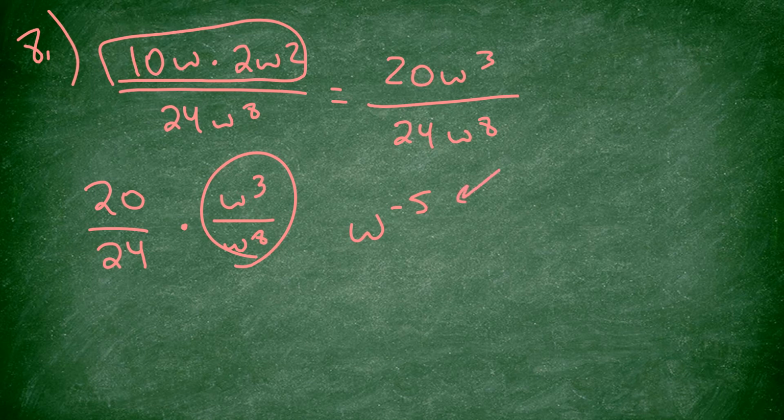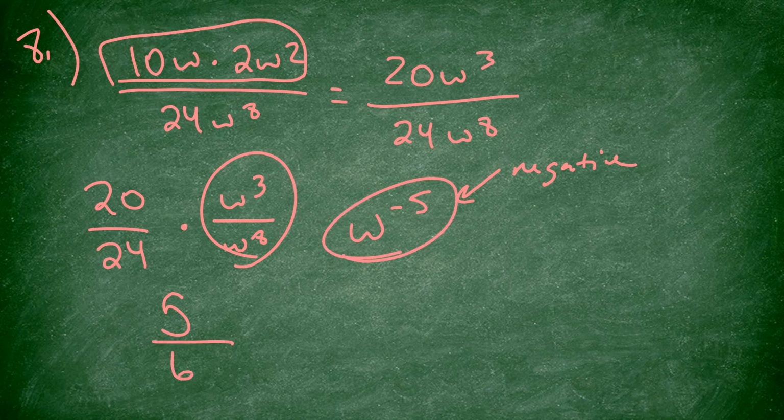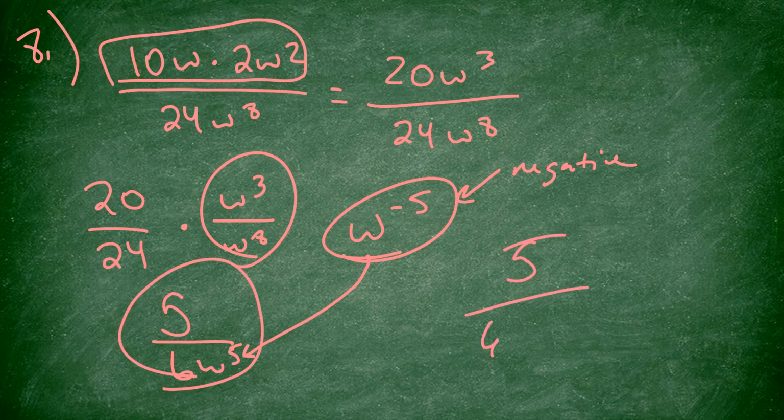So remember, whenever you see a negative exponent, that just moves this down to the bottom. So w to the negative fifth would be up with 20, but when I want to change it to positive, it's going to go to the bottom of the fraction. Now I'm going to change 20 over 24, it's going to become 5 over 6, and this w goes down to the bottom, but it makes it positive. So 5 over 6w to the fifth.